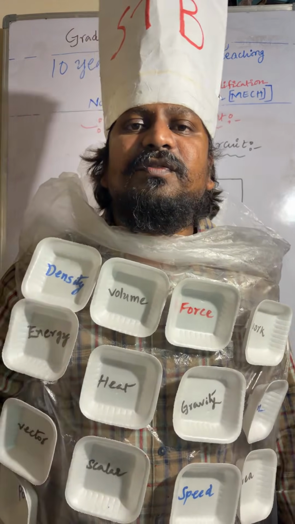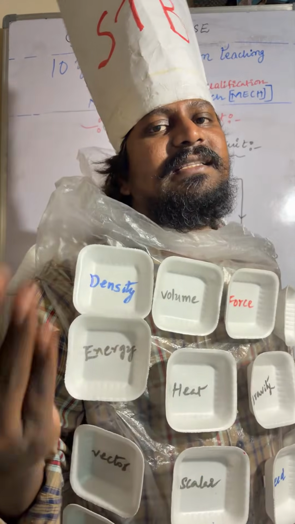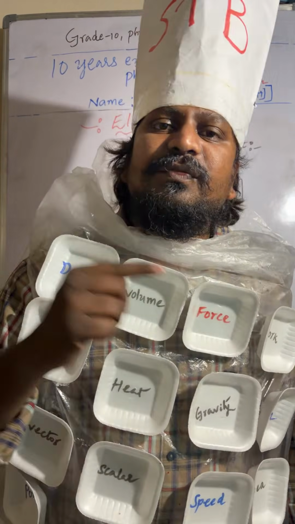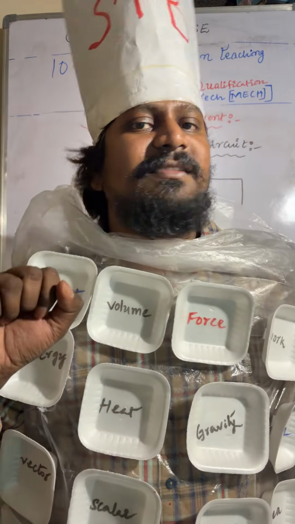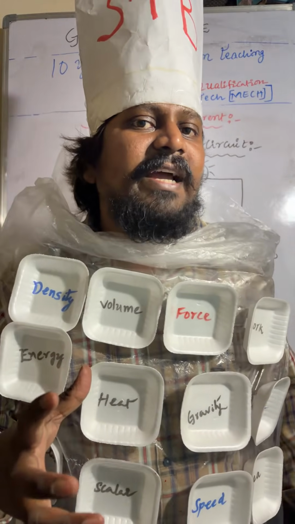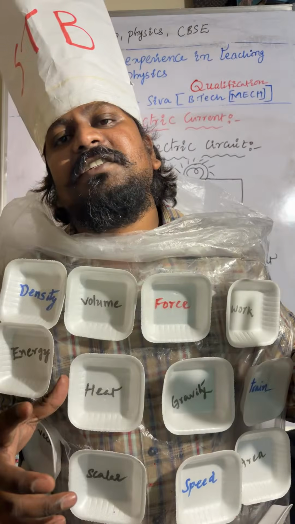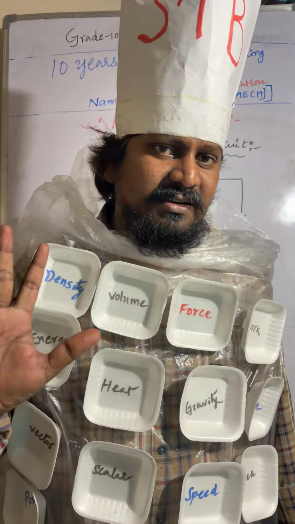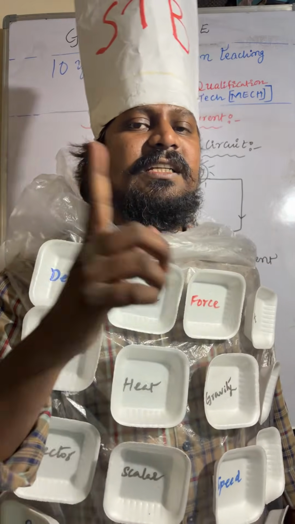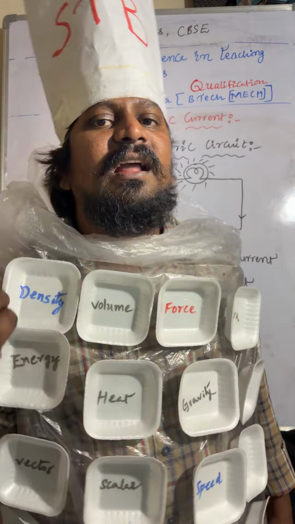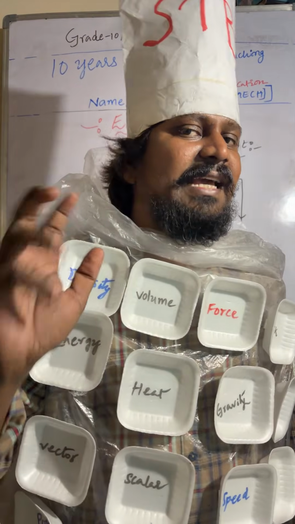The flow of positive charges will be considered as conventional current. The flow of electrons is known as electric current. That's why the first one is conventional current and the second one is electric current.